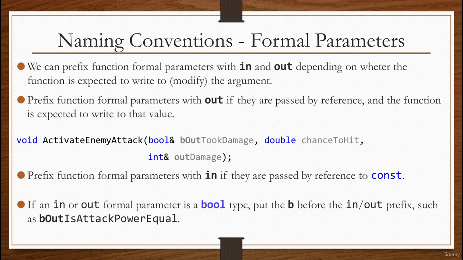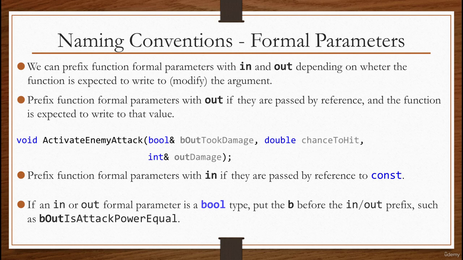As I mentioned previously, we can prefix references with R, but when we use references with formal parameters, so when we pass by reference, then what you can also do is use in and out. We can prefix the function formal parameters with in and out, depending on whether the function is expected to write to, or in other words modify, the argument. Speaking from experience working with Unreal Engine, this really makes it easy to see what is going on, and what the function needs, takes in and gives out to you basically.